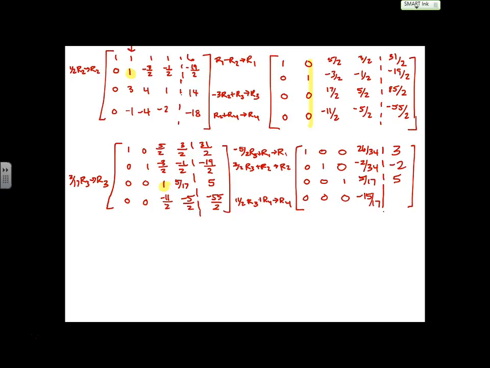Then last but not least, what do we got? We got 5 times 11 over 2, which would be 55 over 2. 55 over 2 minus 55 over 2 is 0. So Z is 0.